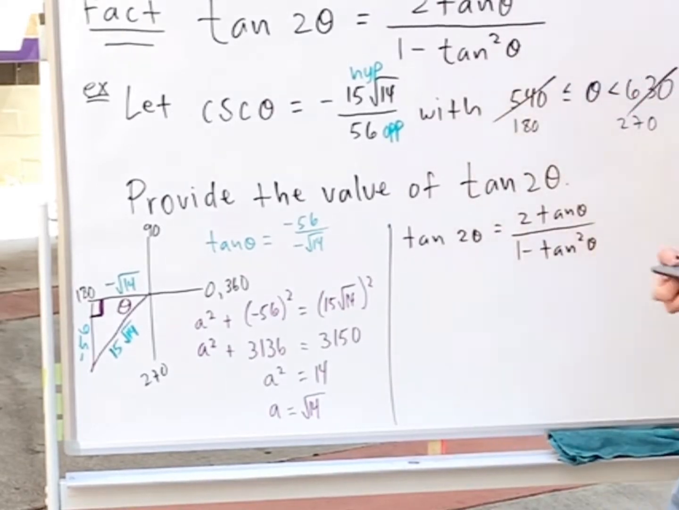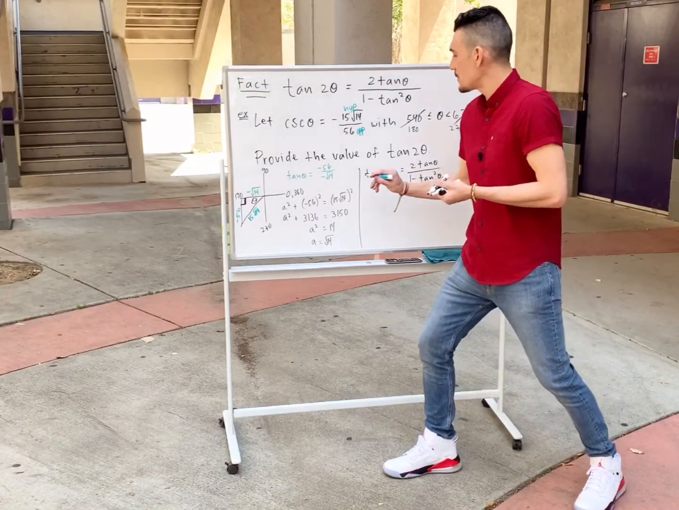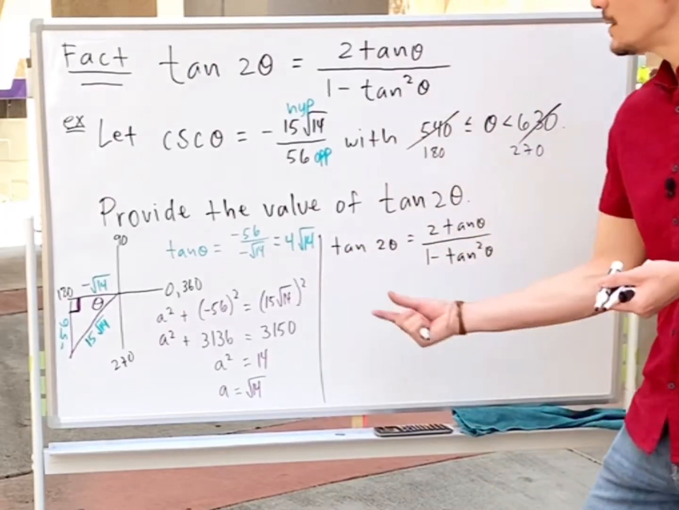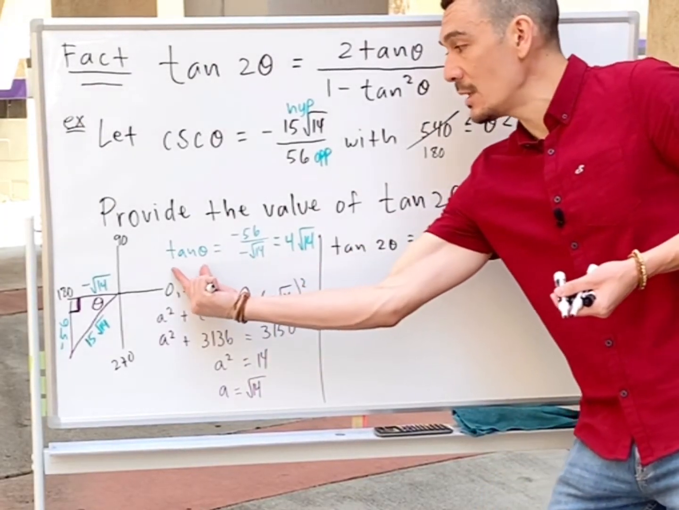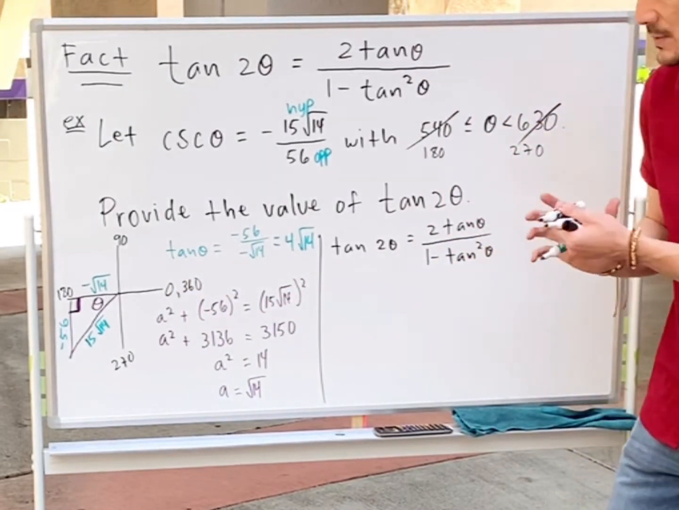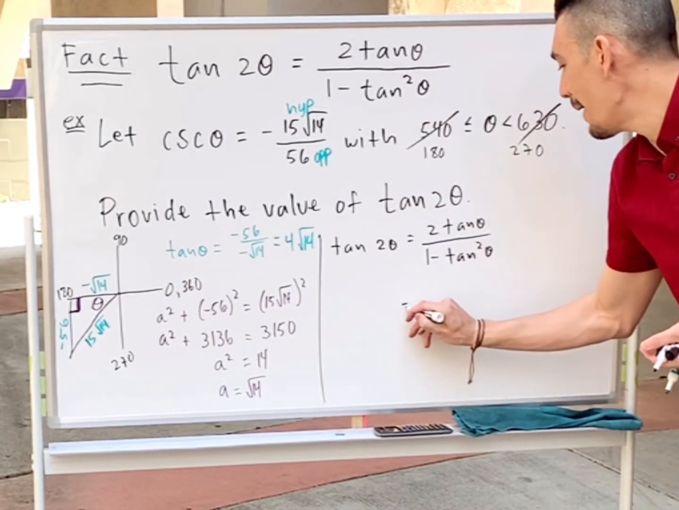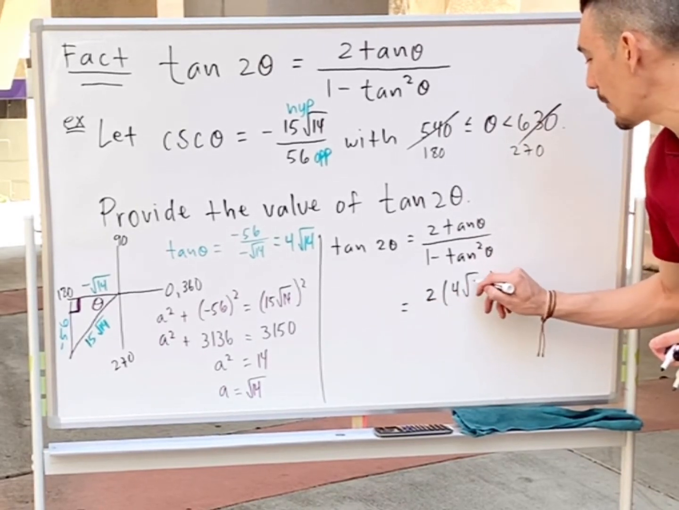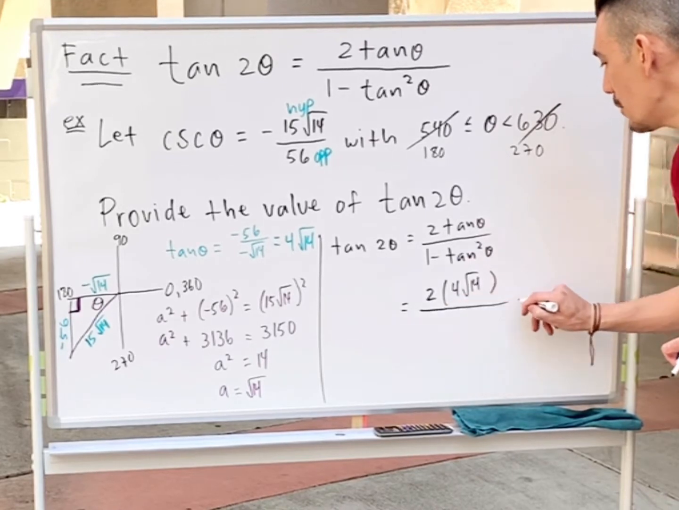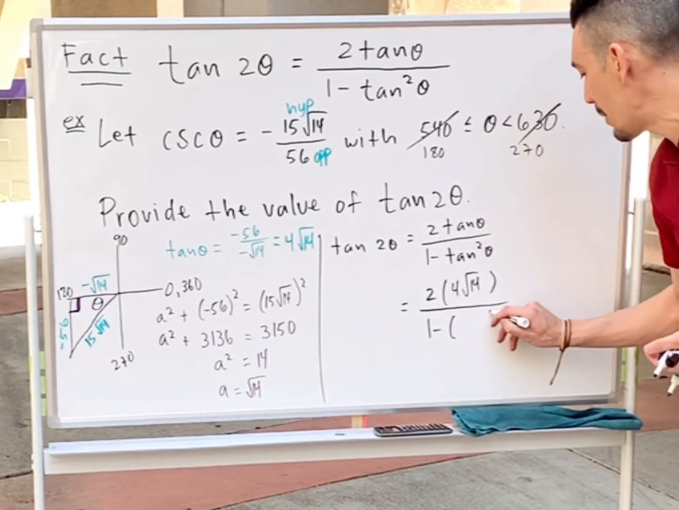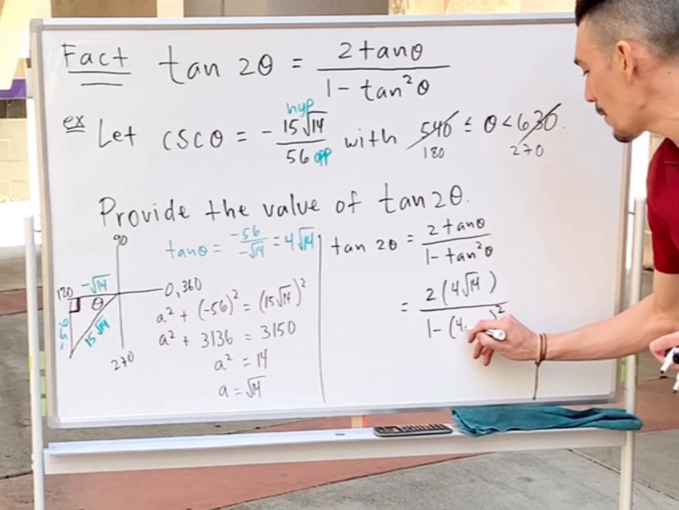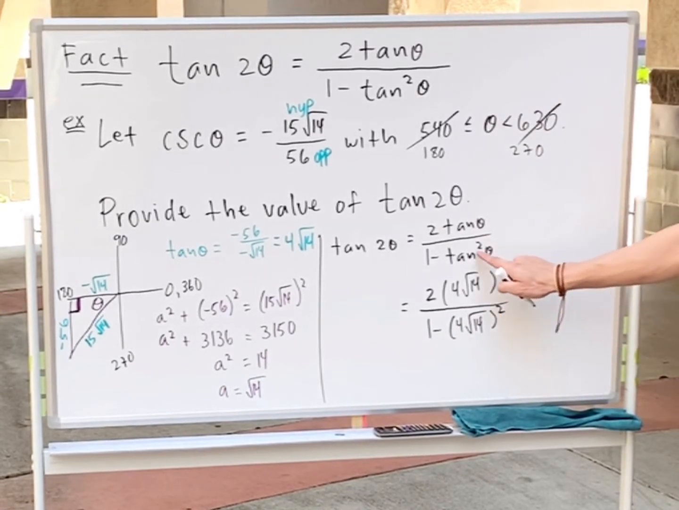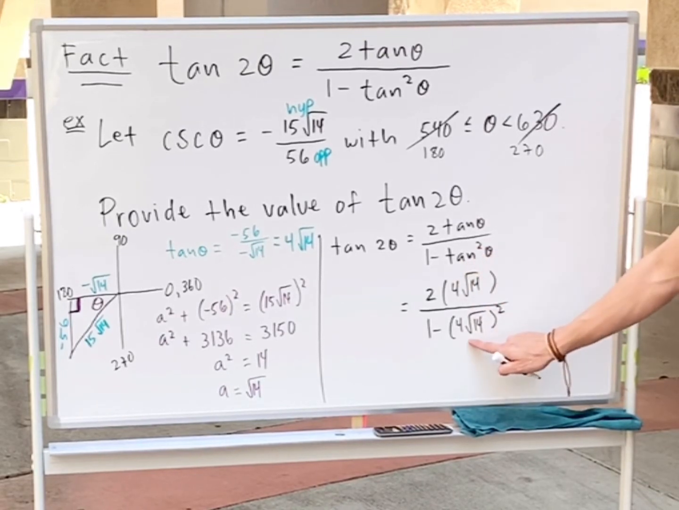Let's type that into our devices. The Casio said 4 square root 14. So this is tangent, which replaces both of these tangents. So here we are. We have 2 times 4 square root 14 over 1 minus parentheses squared 4 square root 14. Where did that square come from? That square is this, and tan theta is that.